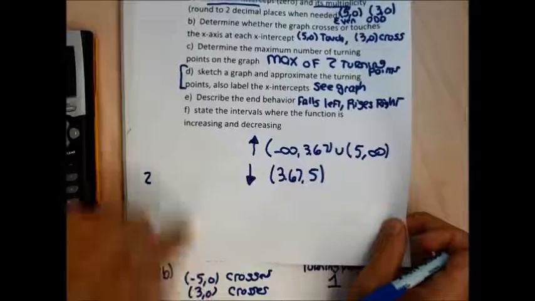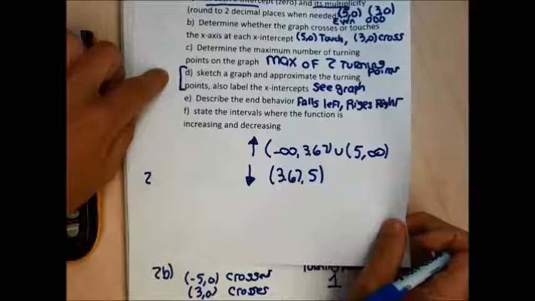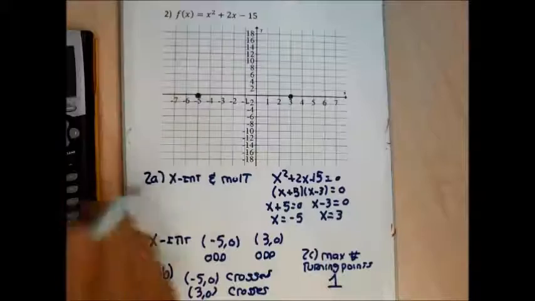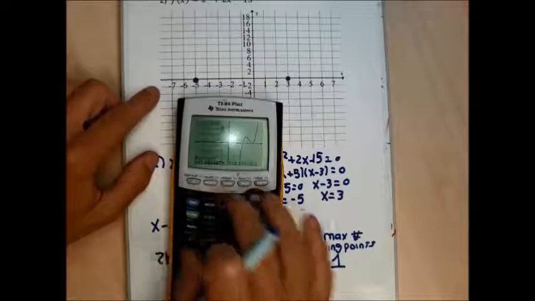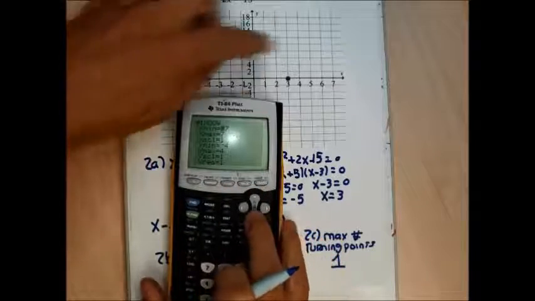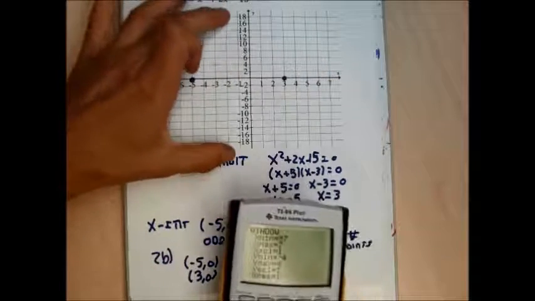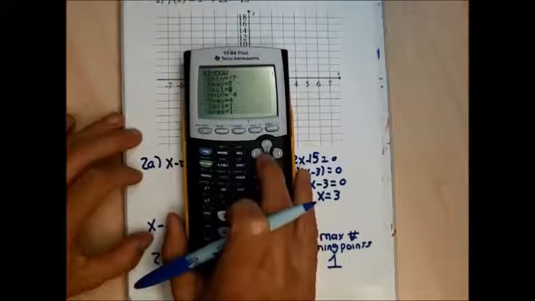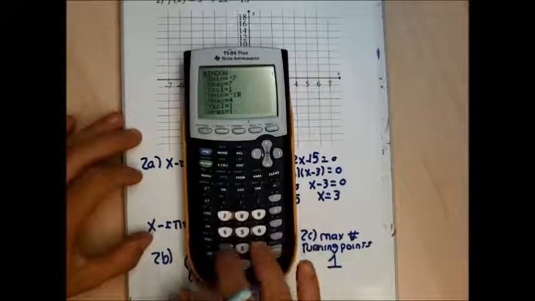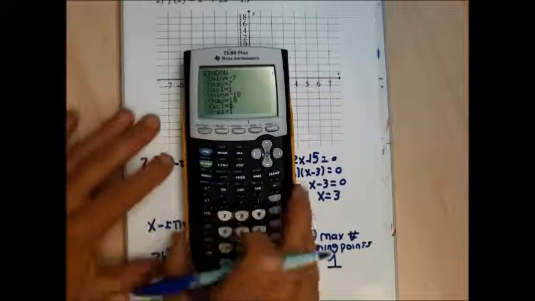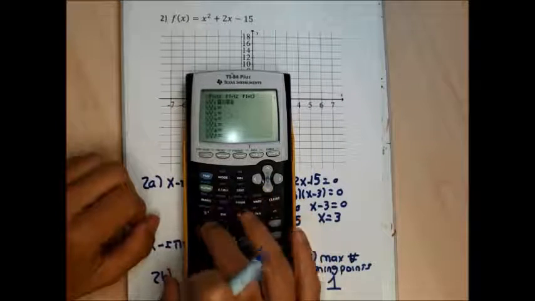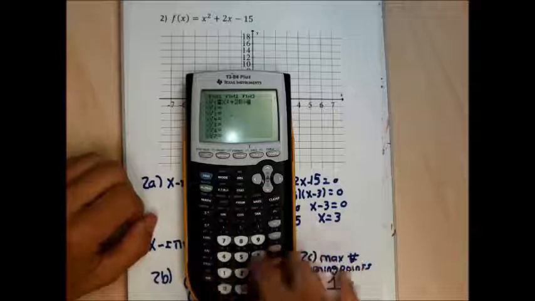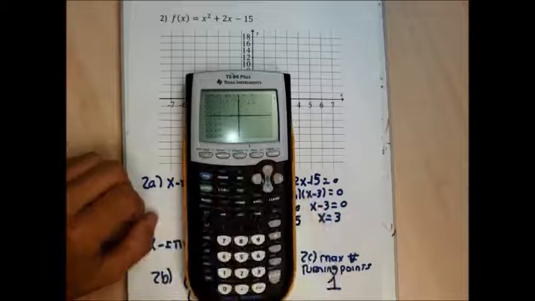Part D is to sketch a graph, approximate the turning points. I'm going to do this all on the graph. I'm going to set my window up for success here, so I'm going to set the window up x min negative 7, x max positive 7, y min and y max negative and positive 18. You'll be given blank graphs that are marked out like this on the test, so you'll know exactly what your window should be. Now I'm going to enter the function x squared plus 2x minus 15, graph it.